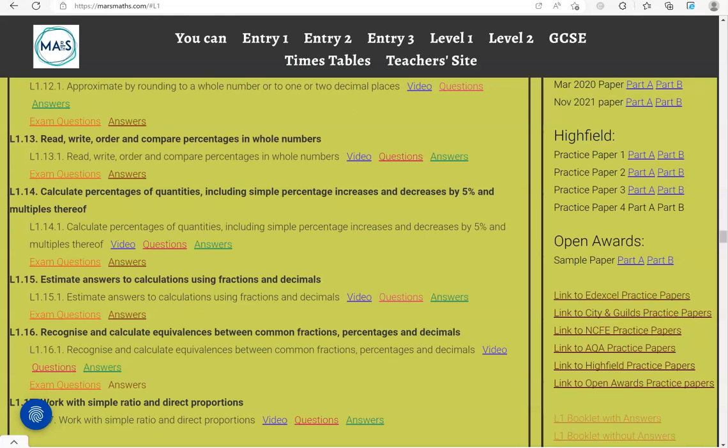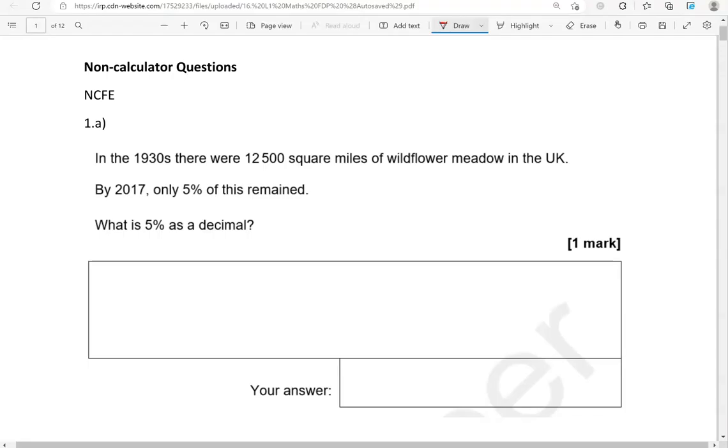In this video, we'll go through exam questions that cover the criteria, recognize and calculate equivalences between common fractions, percentages, and decimals. You can locate the questions on the mathsmax.com website under Level 1. The questions come from different exam boards. We'll start with the non-calculator questions and then we'll move to the calculator questions. Here is the first one.